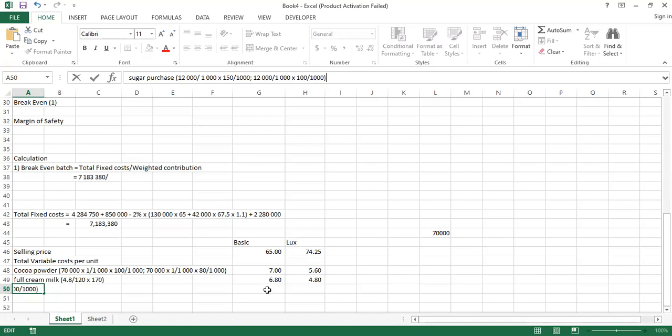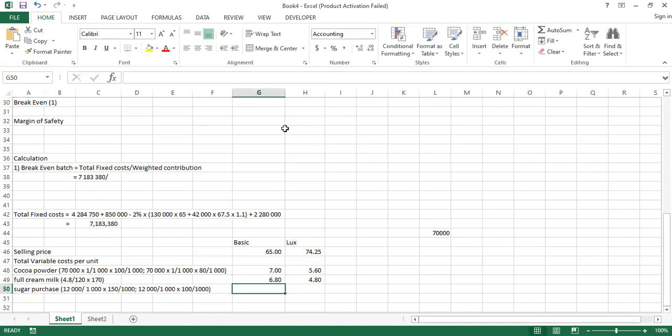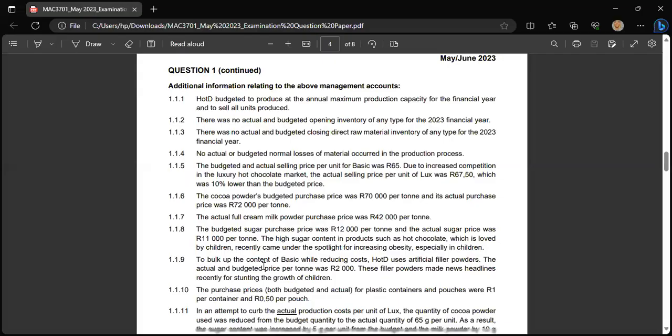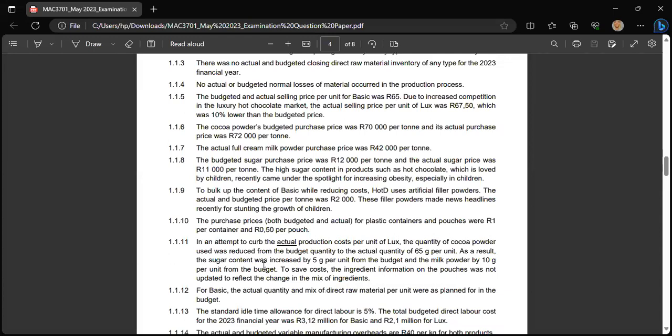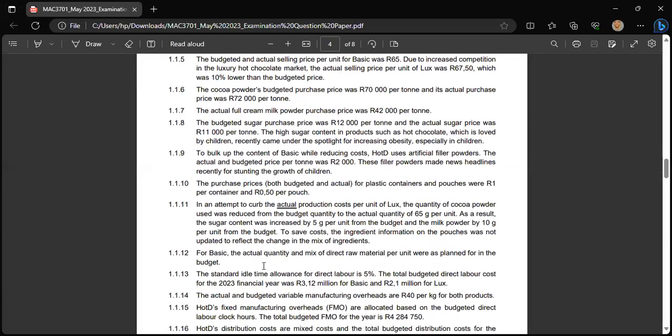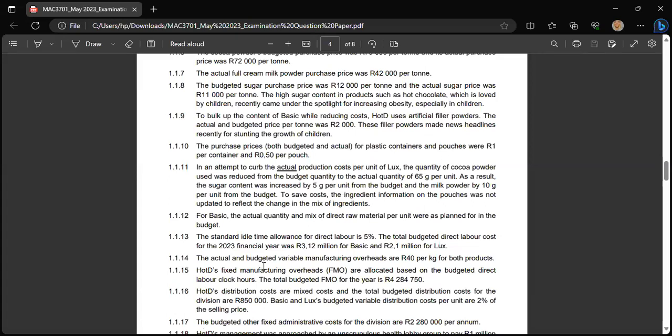Just to check if you're all right. Back on the question, it's 150 grams for basic, and 100 grams for Lux, and the price that we got there was 12,000 per ton. So it makes sense that the price per kg is going to be slightly less. And then how many kgs of sugar are there in a unit? Then we are doing that 150 and the other amount there, which is 100. So that's the 12,000 that we're dealing with there.